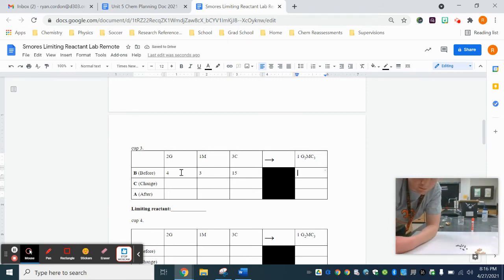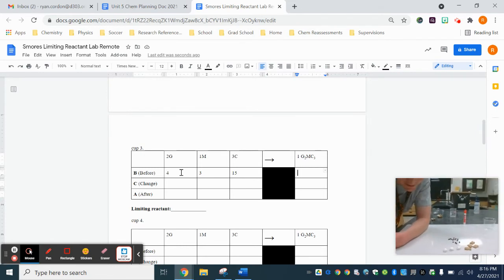Right, and looking here, we have no s'mores. We have not made any s'mores yet. We just have the ingredients to make them. We haven't made any actual s'mores yet. Right, and that's why, again, that product is always zero.